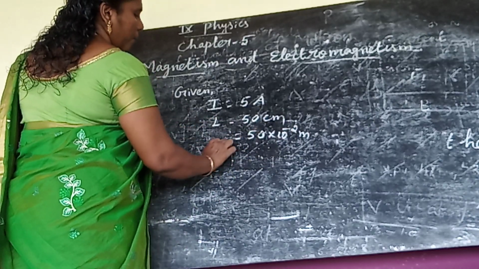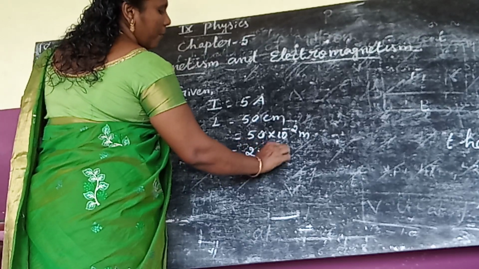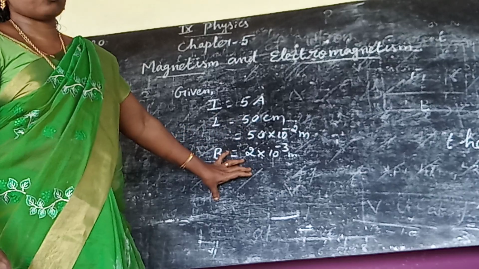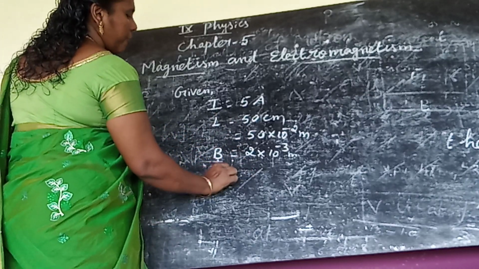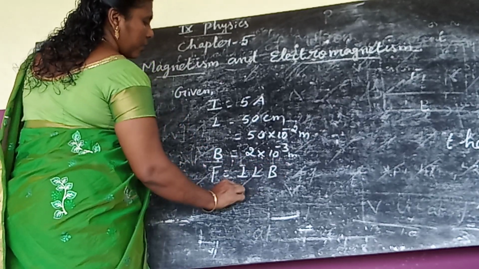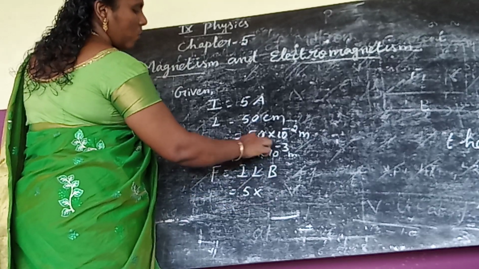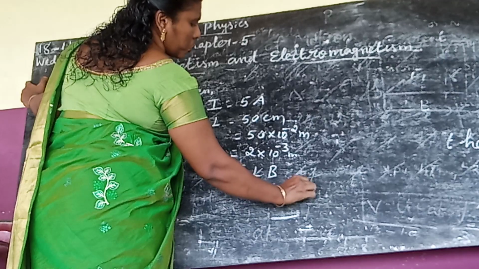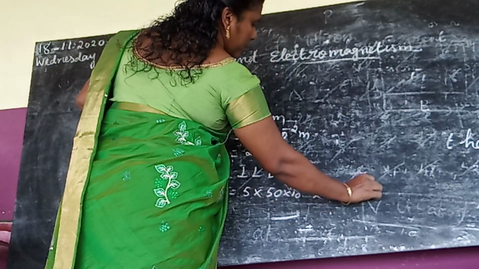Then the magnetic field is given as 2 into 10 power minus 3. So this much is given in the question. So you know the formula. What's the formula? Force F equal to I L B. So just multiply 5 into the L value 50 into 10 power minus 2 into the B value 2 into 10 power minus 3.